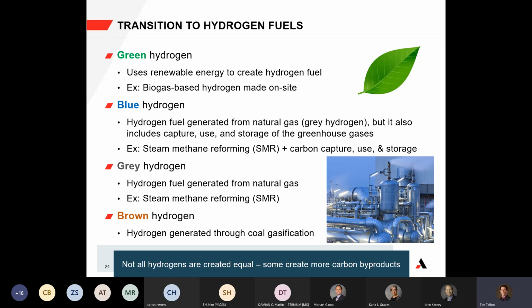But there's a lot of work to be done to make blue hydrogen more cost effective, and again, also more attention, interest, and incentives for green hydrogen production. But the main takeaway here is that not all hydrogen is created equal. Some do create more carbon byproducts than others.